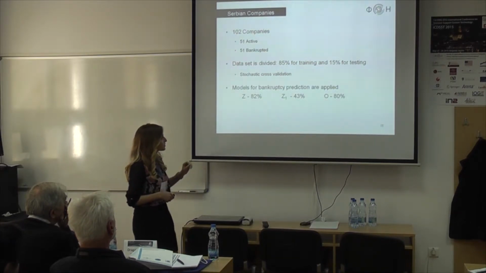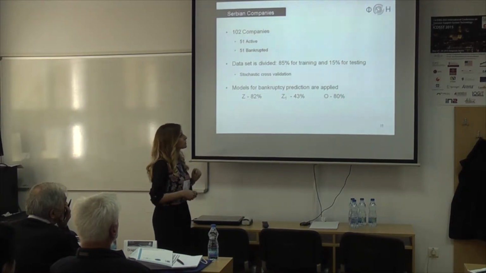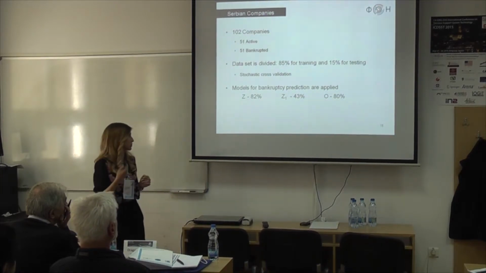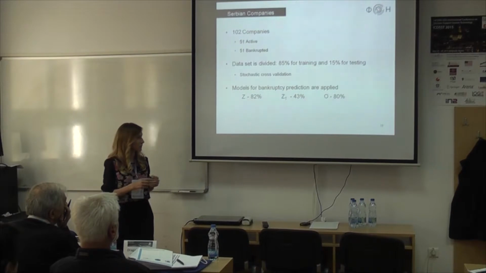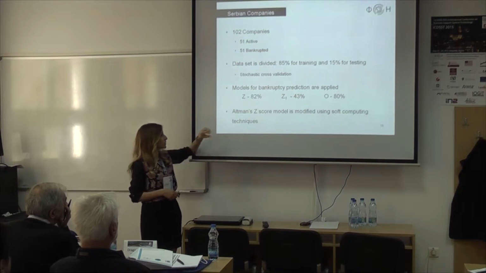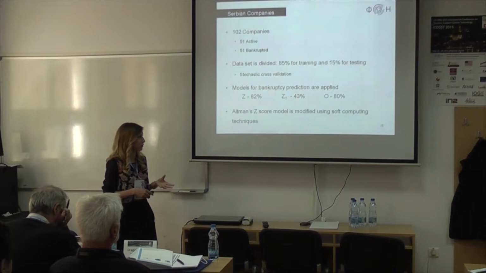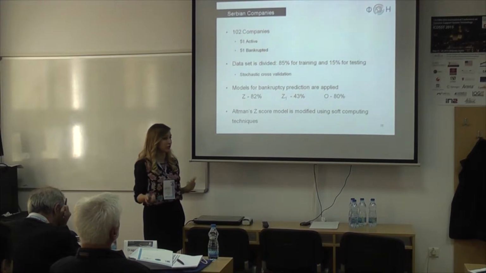After that, these are the results when we tried to apply these models on our data set, and we decided to use only the Z1 score, not the Z2 score or the second one, because our main focus was private companies. And after that, because Altman's Z-score had the best results, we decided to use that model and to somehow try to modify it and make it more suitable for our companies.